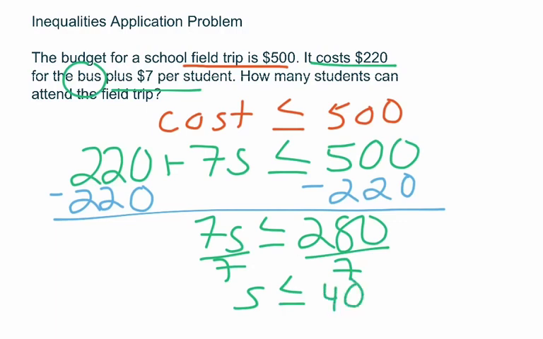And the solution is S is less than or equal to 40. So 40 students can go on this field trip. We can take fewer than 40 students, but we cannot take more than 40 students. And there's our example word problem. So that completes our lesson on linear inequalities.